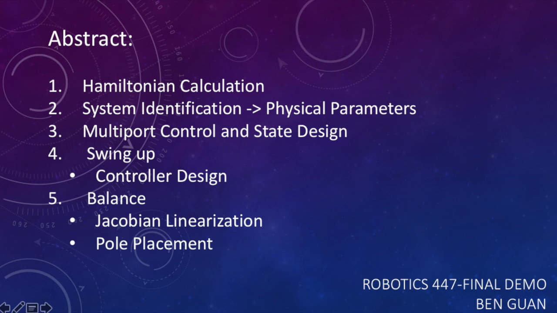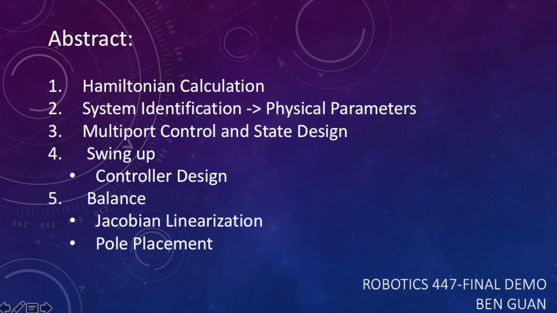Hi, my name is Ben Guan, and today I will talk to you about my 447 final project and how I go from start to finish. First, we use the Hamiltonian calculation, and then we find the physical parameters using the concept of system identification.